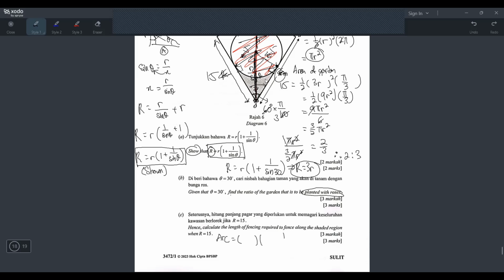What is the radius used to find this arc? It will be using this circle. So definitely the radius I use is 5, and then times theta in radian. What will be the angle here?